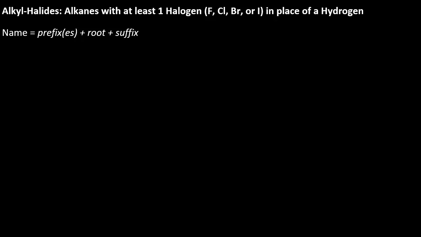Now that we've seen how to form an alkyl halide and what it is, we're going to have to look at how to name it. So an alkyl halide, remember, is an alkane that has at least one halogen. It's named by using the prefix root suffix method.